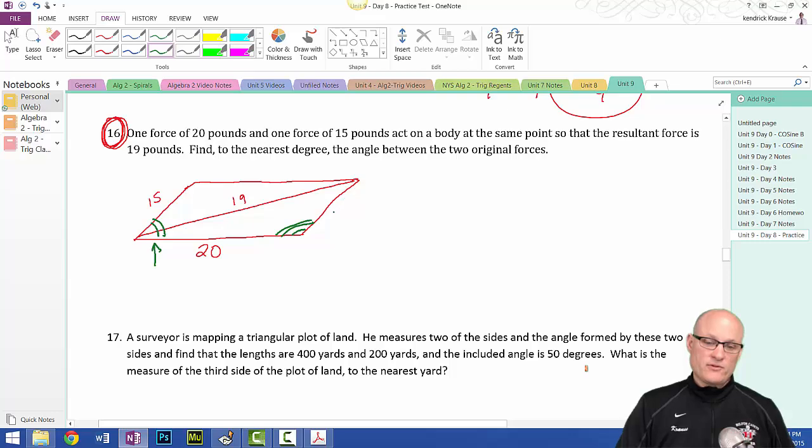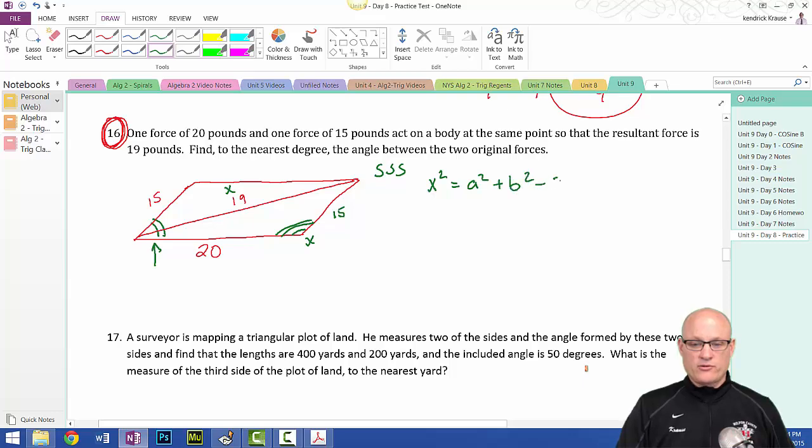So this is 15. And we use the law of cosines here because we have side, side, side, and I'm looking for an angle. I'm looking for this. I'll call this x and this x. And I'll just use a and b for the other two, just for fun. So x squared is equal to a squared plus b squared minus 2ab cosine of x. If you want to call them c, call them c.